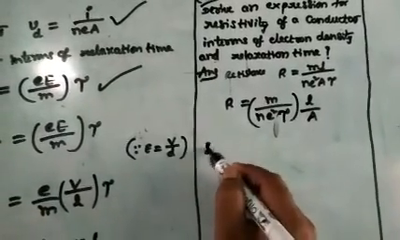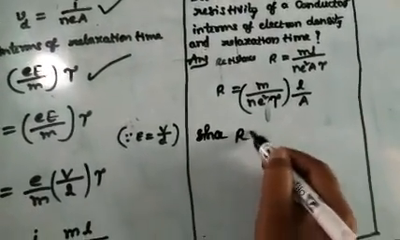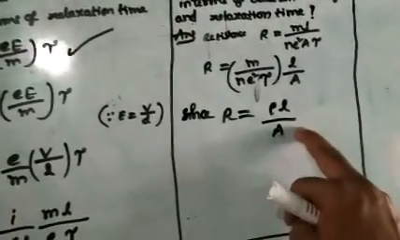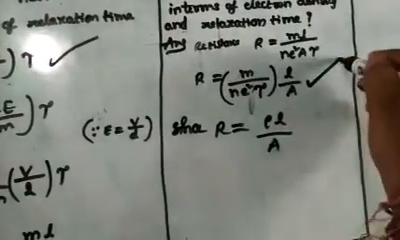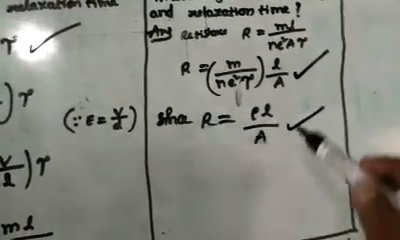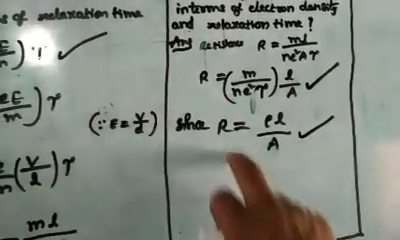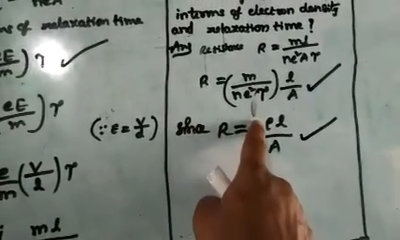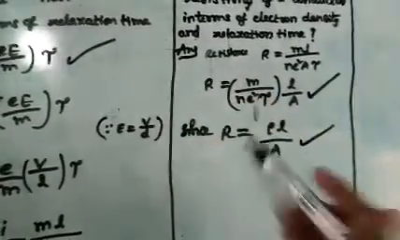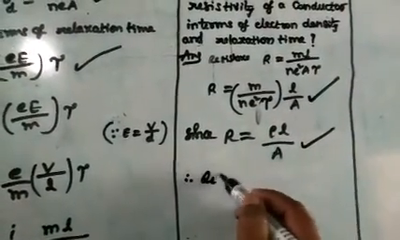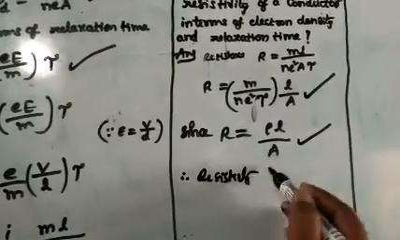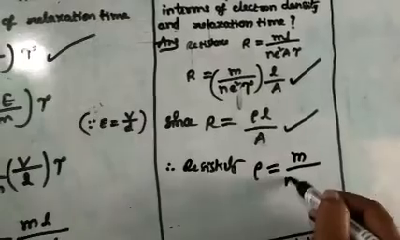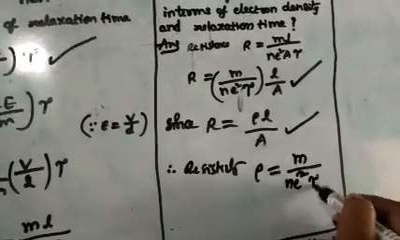And we know very well, resistance R equal to rho L by A. This is a 10th class formula, which I will explain again right now. This is the standard formula. Compare these two: L by A same, R same. In place of rho resistivity, this bracket value is there. Therefore resistivity rho is equal to this bracket value, m by ne squared tau.